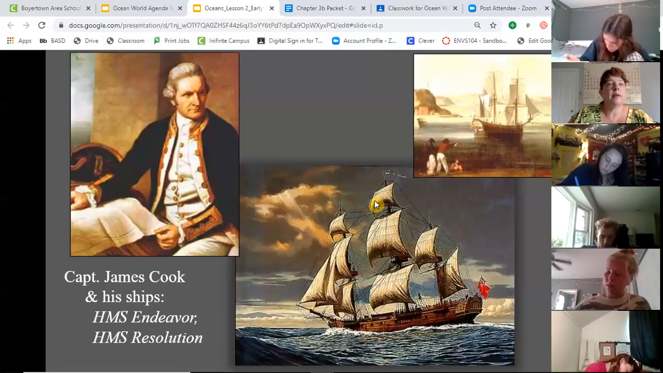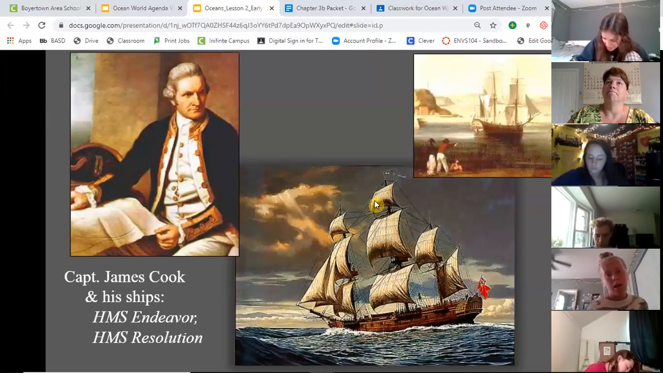Unfortunately for him, he and his crew did not know the customs of the natives in Hawaii, and they did something that the natives didn't like, and they killed them all. So that was their last voyage.